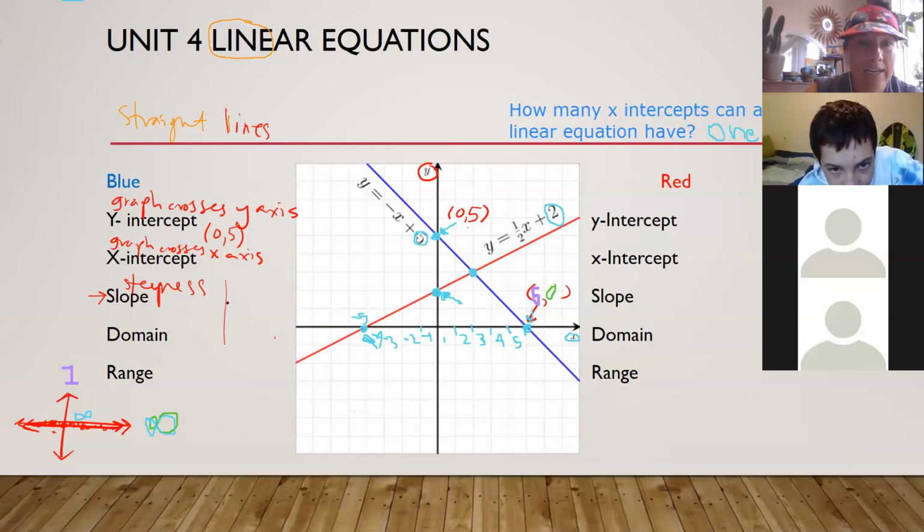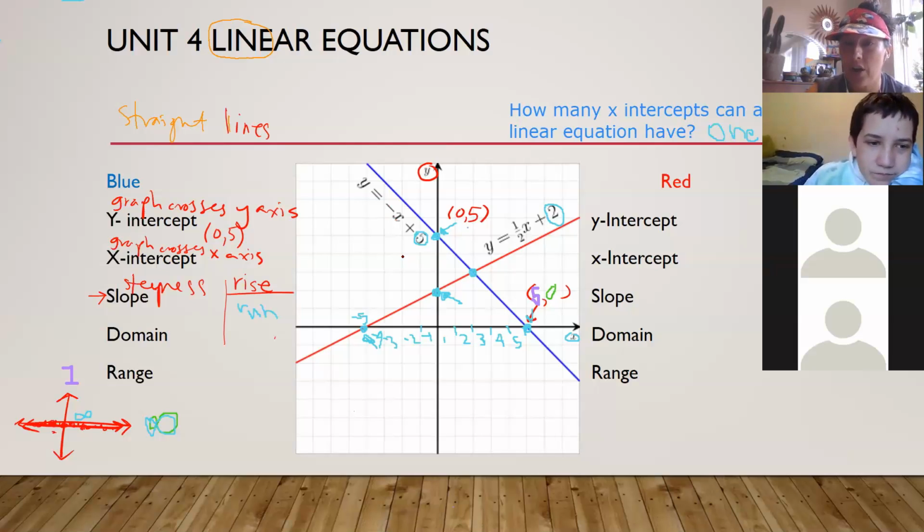It is the rise over the run. The rise over the run. And in order to find your slope, you need to know 2 points on your line. 2 points on your line. So let's look at this blue again. We can pick any two coordinate pairs to find our rise and our run.